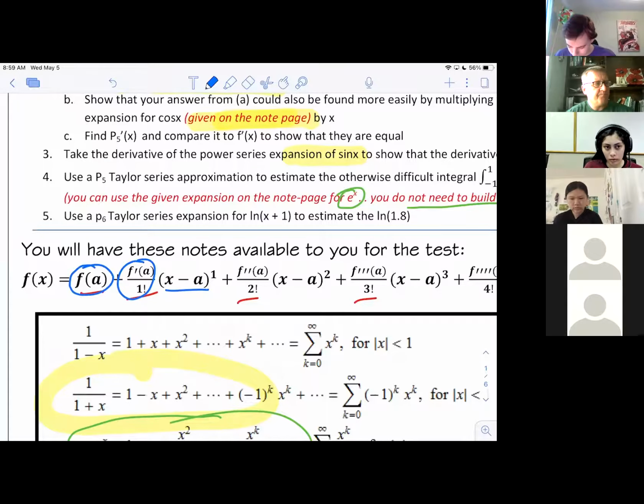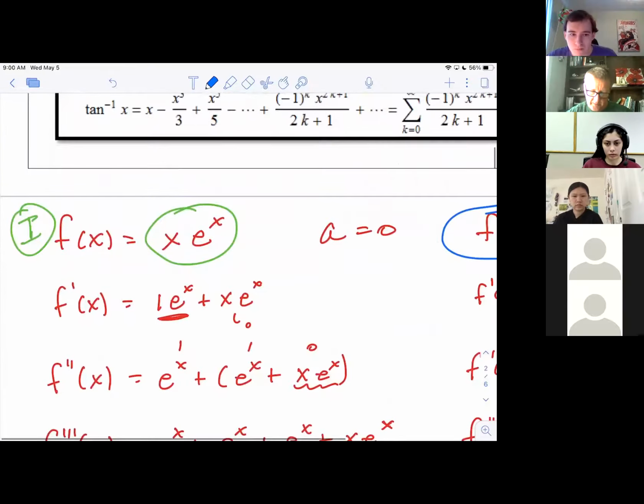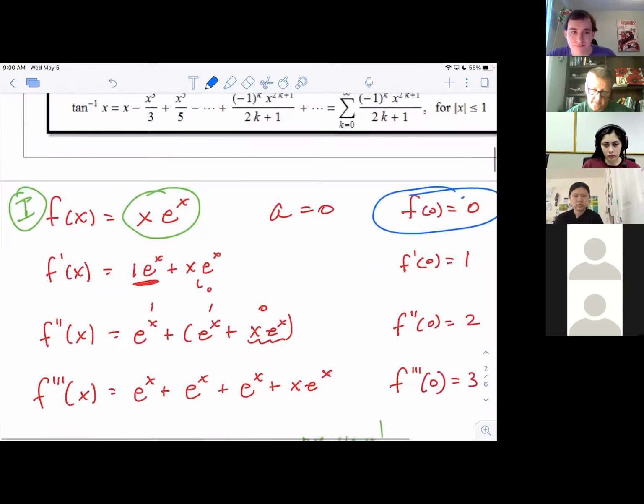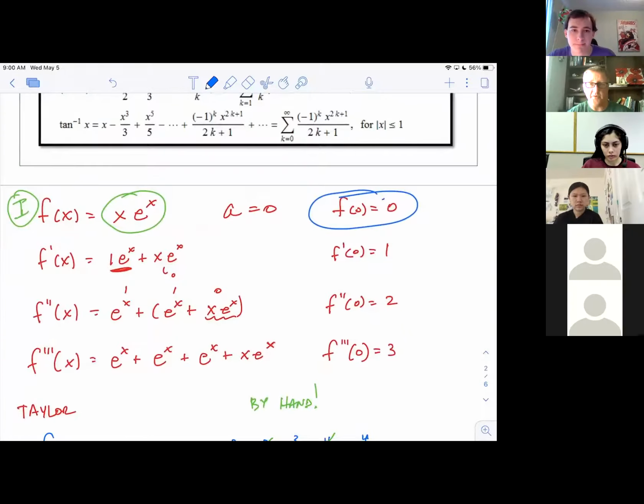Hey Doug, a lot of the 11.4 homework is kind of building the Maclaurin equations. Is that something we're going to have to do on the test as well? I'm going to ask you to build a little bit. And that's kind of what we did with the first part of this. We built the Maclaurin series. The very first thing we did here was build the Maclaurin series for x e to the x.